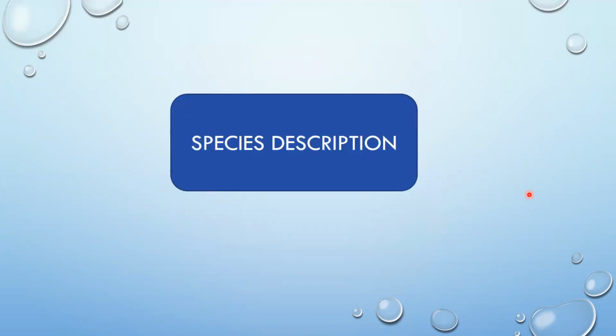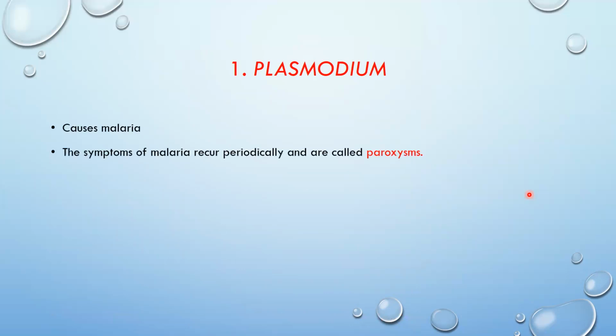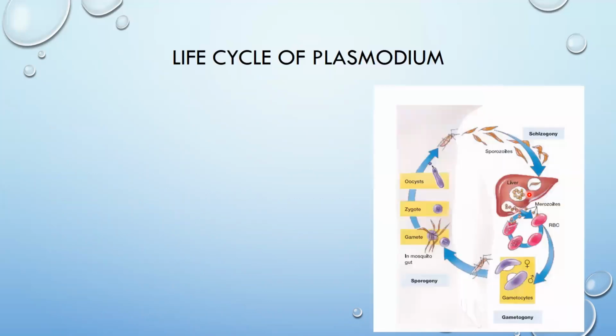Now we have species descriptions of Plasmodium and coccidians. So initially, Plasmodium. It causes malaria. The symptoms of malaria are called paroxysms. Chills and fevers are the symptoms of malaria, and it leads to the rupture of the red blood cells and release of toxic metabolites.